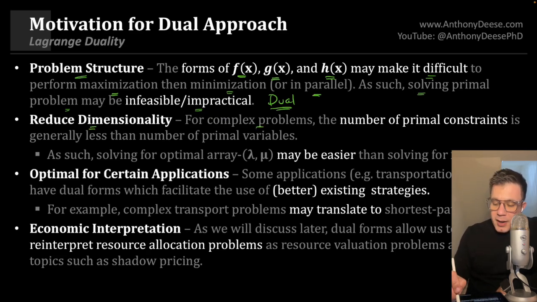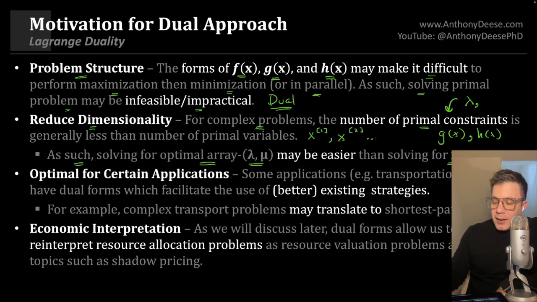So for complex problems, the number of primal constraints, and that would be g of x and h of x, is generally less than the number of primal variables, x1, x2, and so on. And so solving for the optimal array of the dual variables, the Lagrange multipliers, may be easier than solving for x. Remember that the number of Lagrange multipliers is the same as the number of constraints.